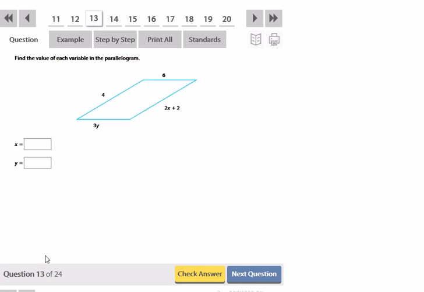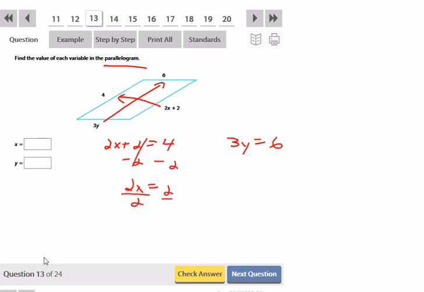Find the value of each variable. So if this is a parallelogram, not only are opposite sides parallel, they're also congruent. So 2x plus 2 would be equal to 4, and then 3y would be equal to 6. So minus 2 minus 2, 2x equals 2. Divide by 2, x equals 1. Over here is just divide by 3, so y equals 2. X is 1, y is 2.